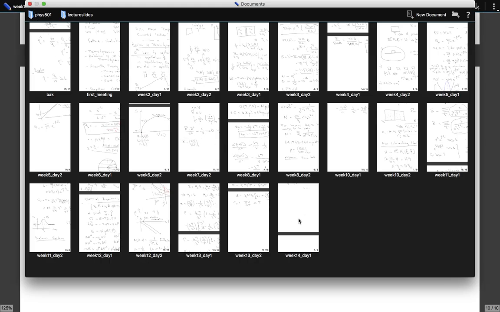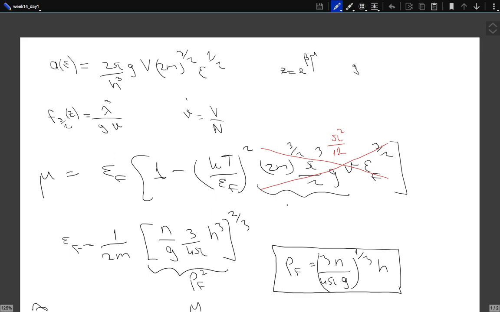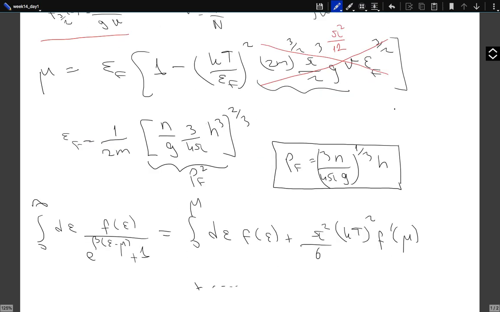Well, the rest will be basically applying these results to various systems. So these are what we had obtained. This A epsilon is the single particle density of states, and this is the equation that we need to solve to determine the chemical potential, or the Z. And the chemical potential at low temperatures, this is the first correction to the chemical potential. At high temperatures, Z is just lambda cubed over gV. This is the high temperature result. Do you understand what is the epsilon Fermi?